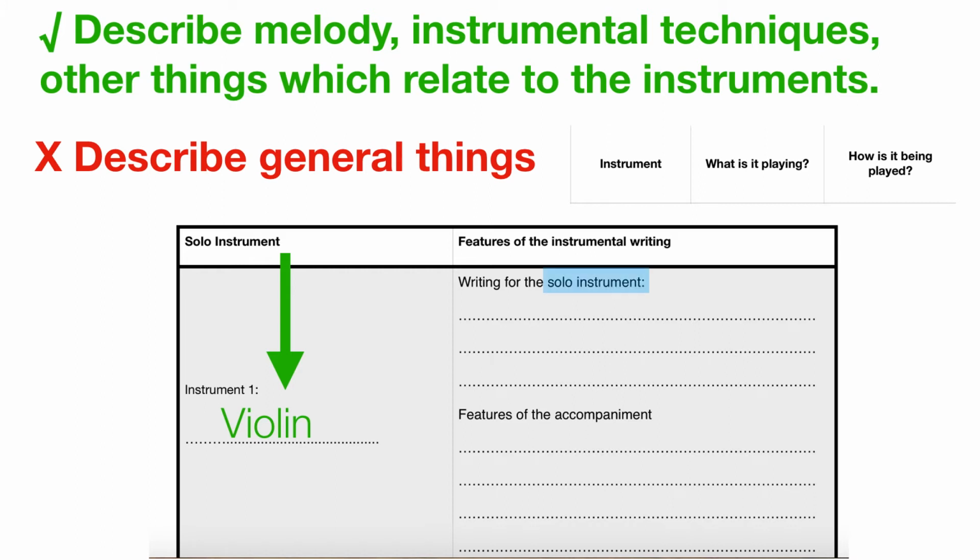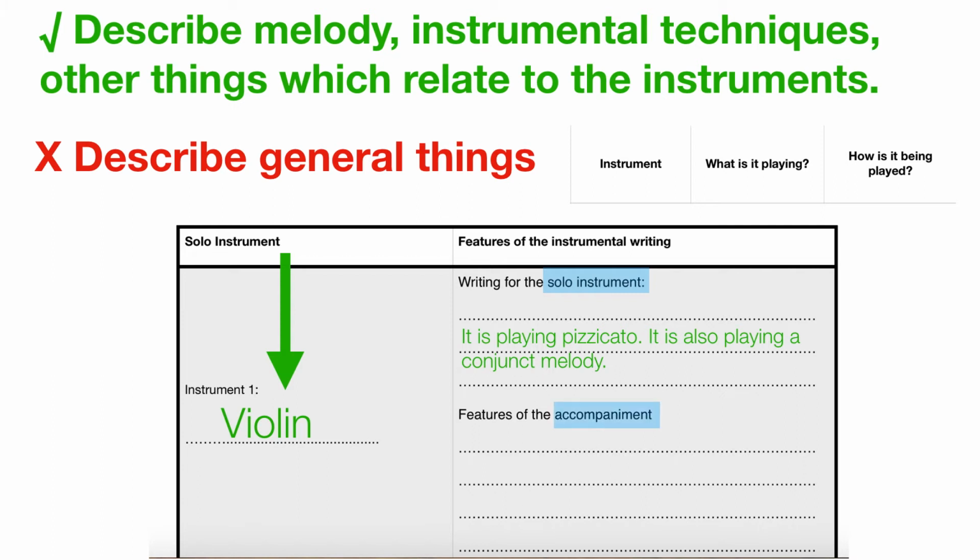And we're going to look at the solo instrument first. I'm filling out this table, but I'm being really careful that I know where to put the correct information. So an example might be, it's playing pizzicato, that's an instrumental technique, and it's playing a conjunct melody. That relates directly to the violin, so that's definitely correct.